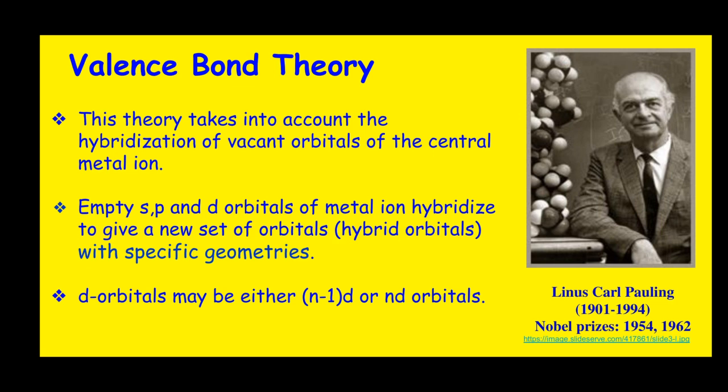In these metal ions, empty d orbitals of the metal ion and outer s and p orbitals hybridize to give a set of hybrid orbitals, and these hybrid orbitals arrange themselves in specific geometries depending upon the type of hybridization. D orbitals of the metal ion may be inner d orbitals or outer d orbitals.